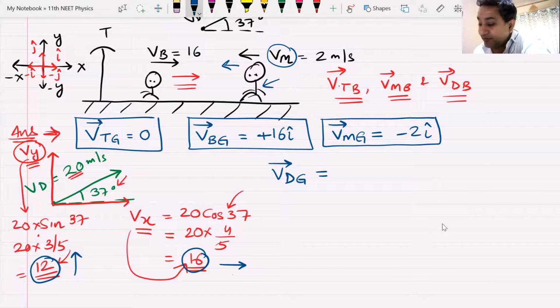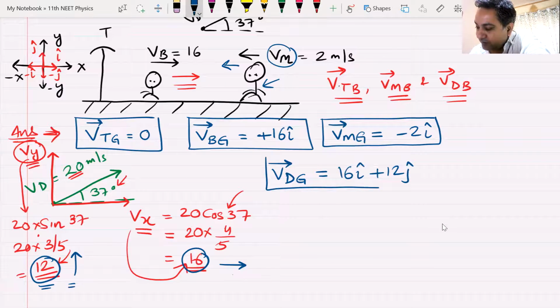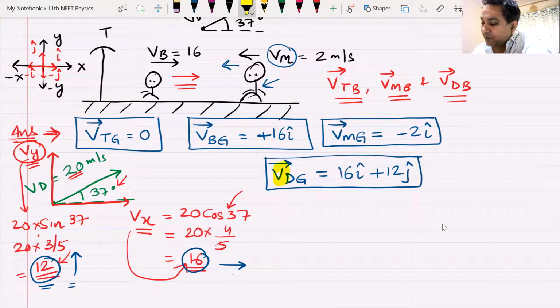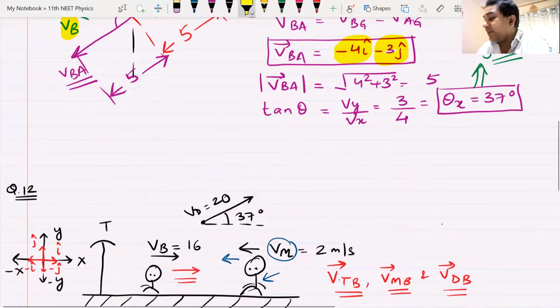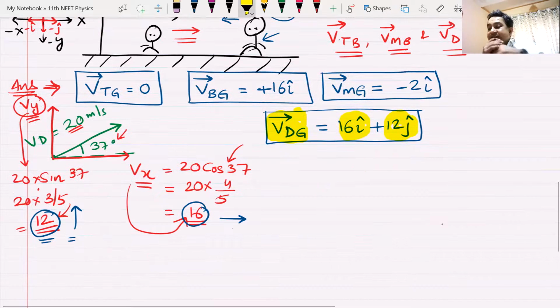16 is along positive x, so Niharika, it becomes 16i. 12 is along positive y, it becomes 12j. Do we all agree on this? Can I have some raised hands on this? This is the most important aspect of this question, finding the value of the velocity of bird with respect to ground. That is the only difficult part in this question. Everyone got this? Not a problem. It's pretty simple.